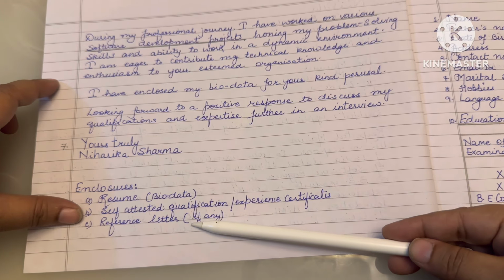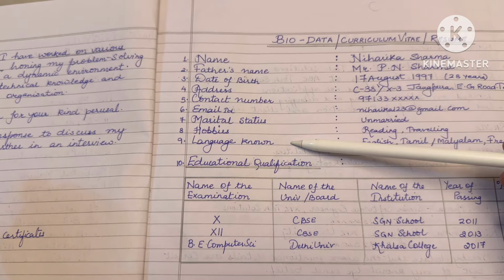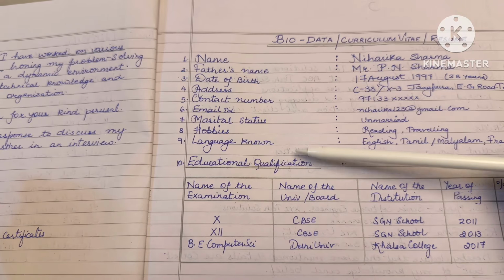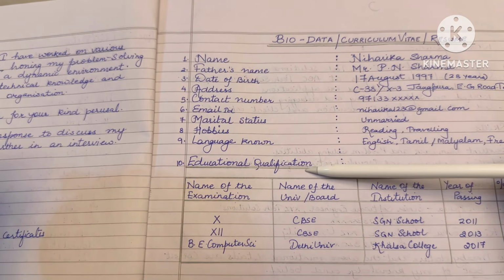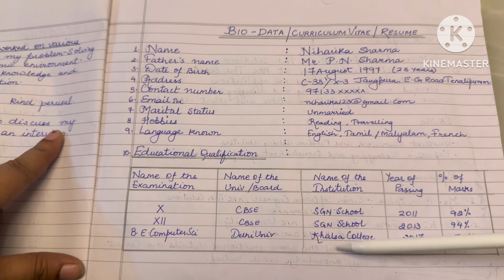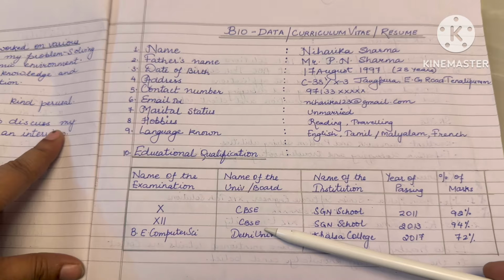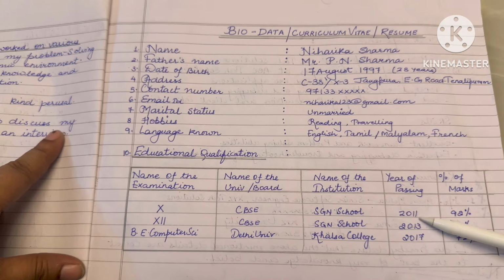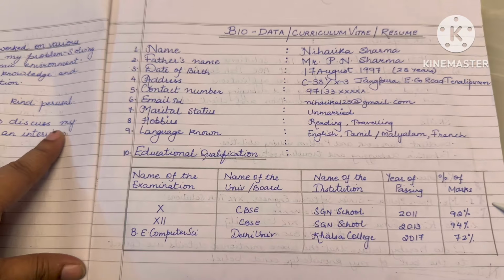Let's move on to the biodata, either curriculum vitae or resume. Just write one only. Okay. Point one, name, father's name, date of birth, address, contact number, email, marital status, hobbies, languages known, educational qualification. Now, this part, educational qualification, you need to clearly make a box: name of the examination, name of the university or board, name of the institution, year of passing, and percentage of marks.